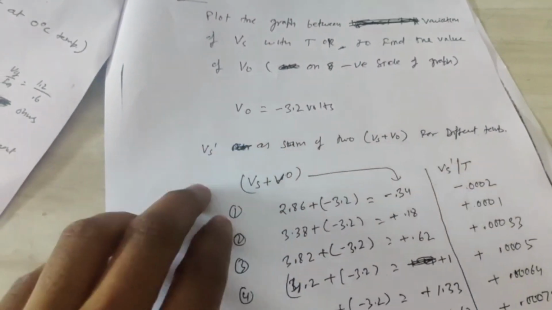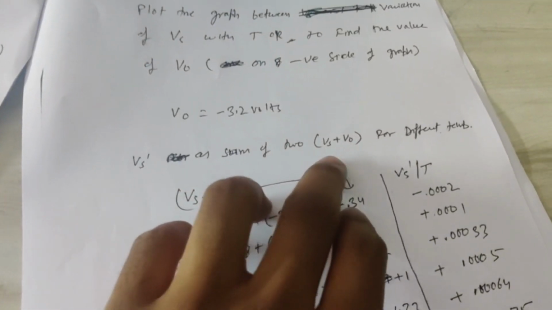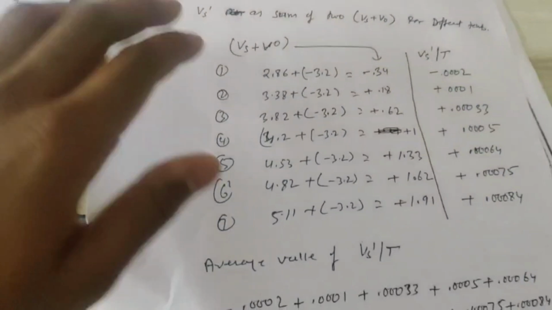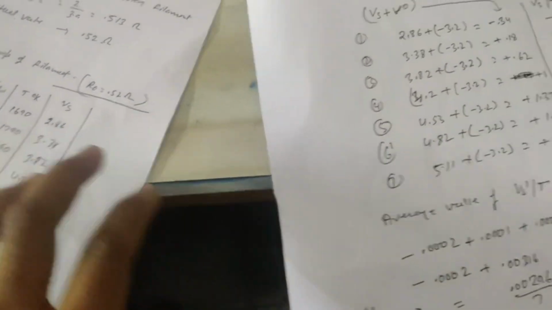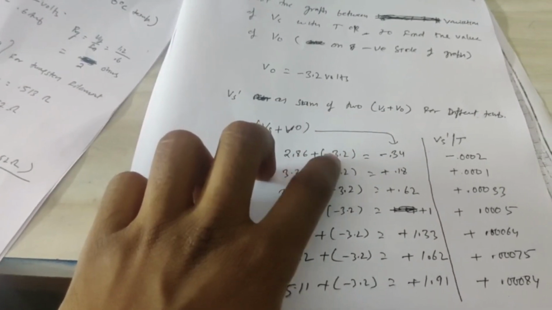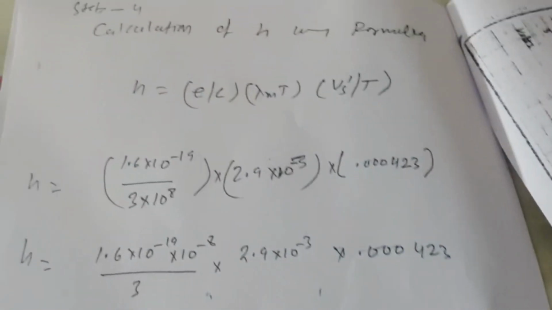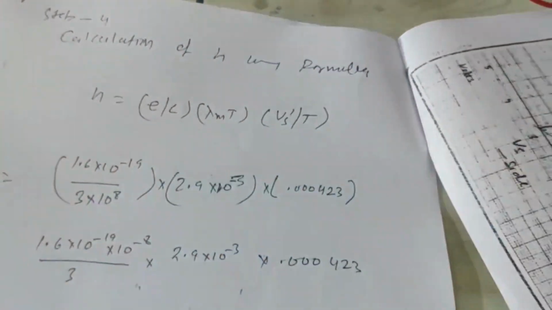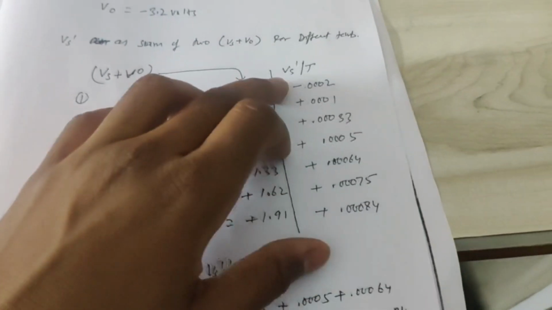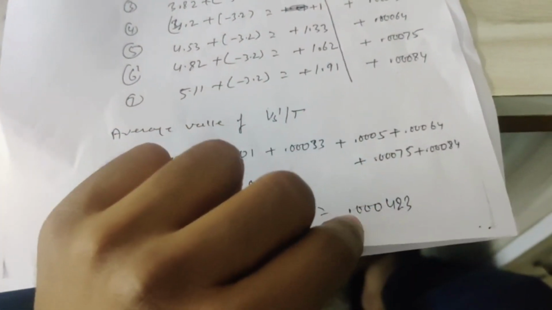So we have to calculate then Vs dash, which will be the sum of Vs and V0 at different temperature. So the values are here: Vs 2.86, 3.38 and so on, adding 3.2. These are the values. Now this is V dash. For the formula we have to calculate V dash upon T. So we will calculate V dash upon T, and here's the value. We have to find out the average mean. Here's the average mean.